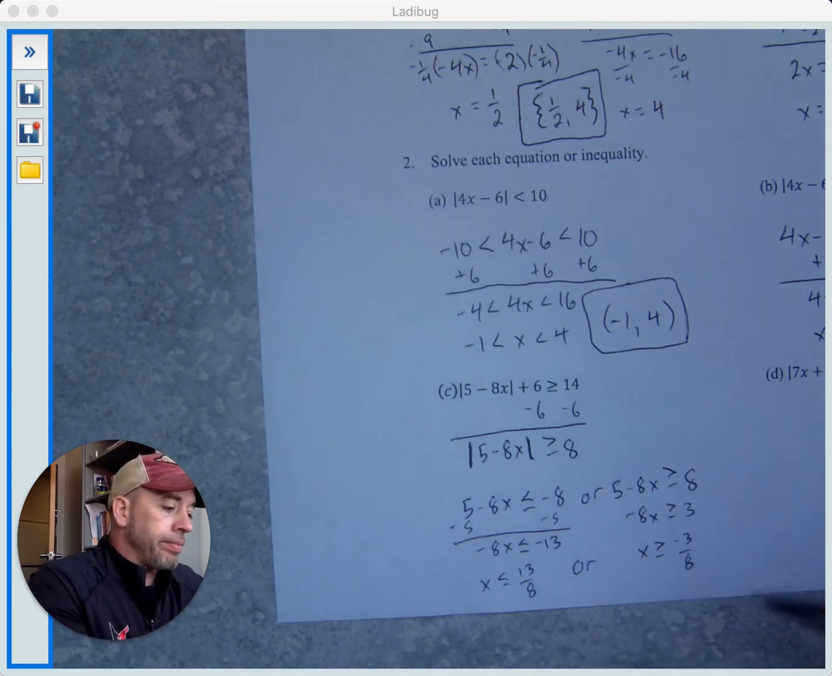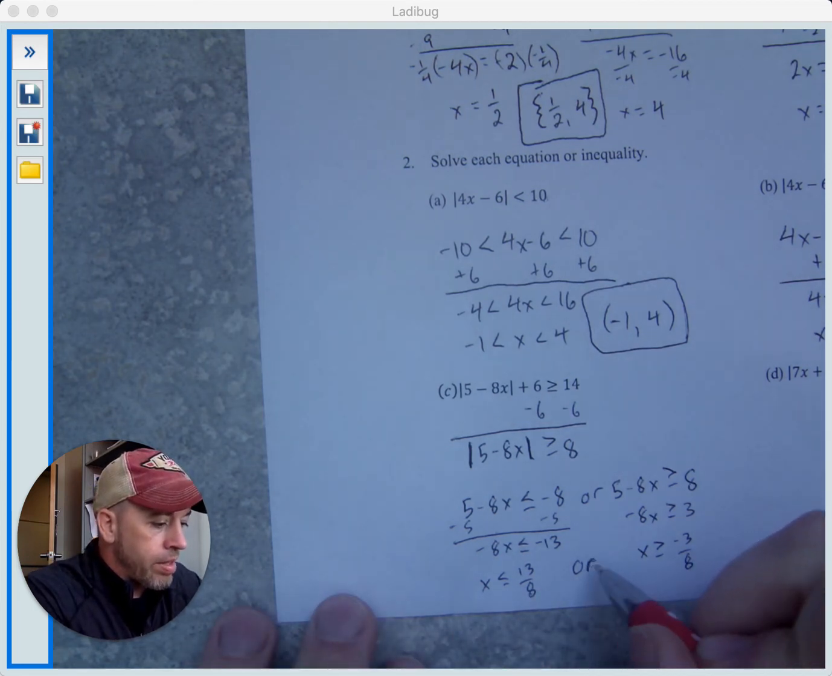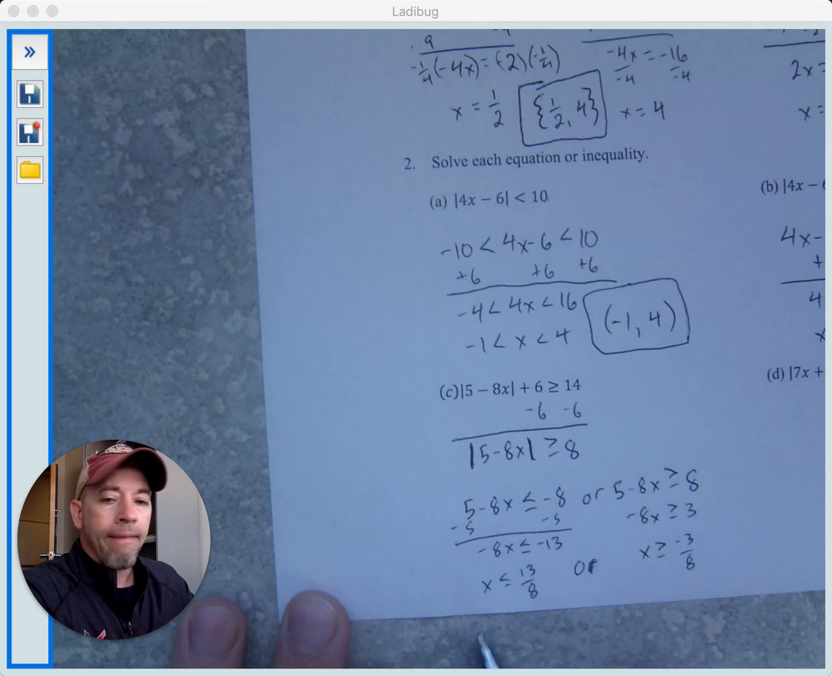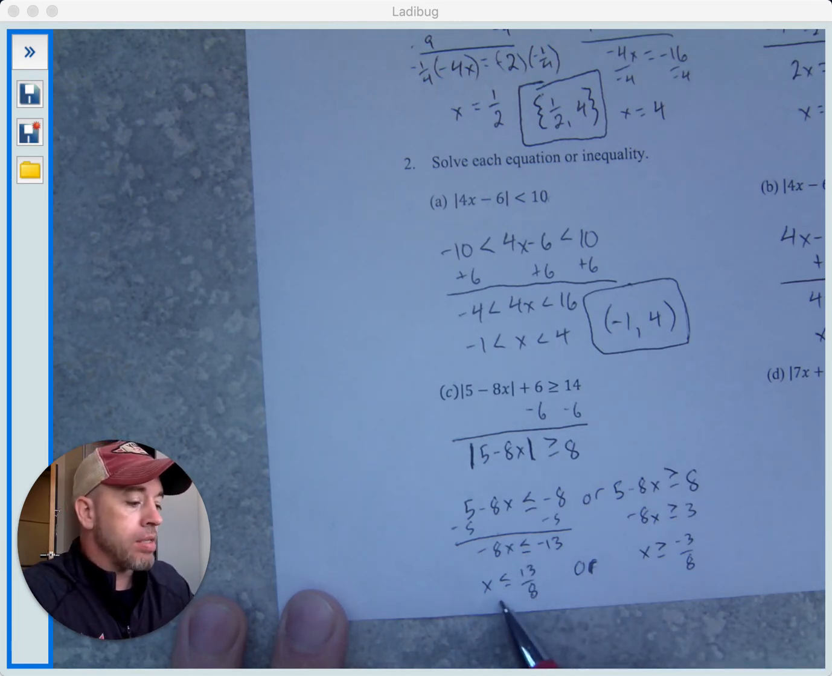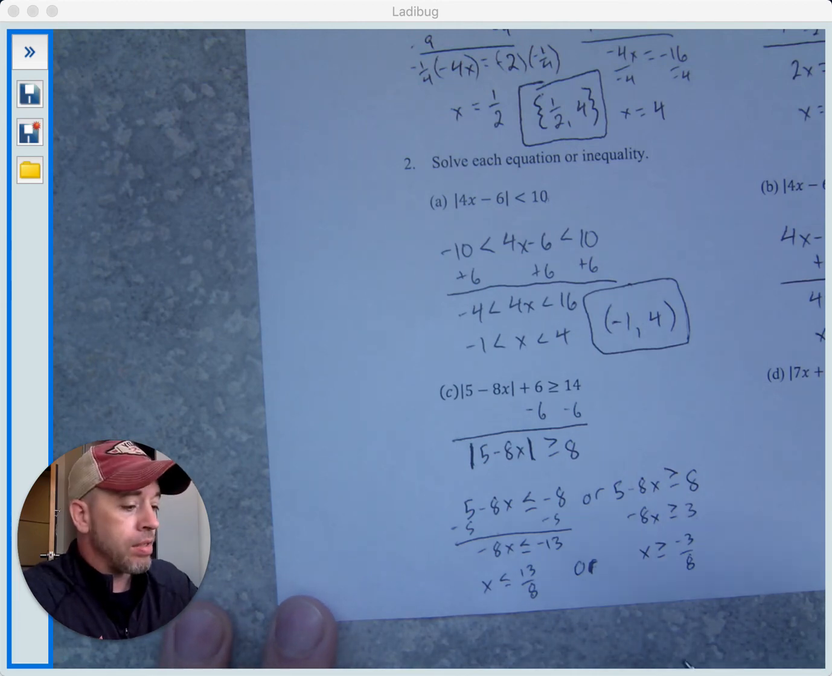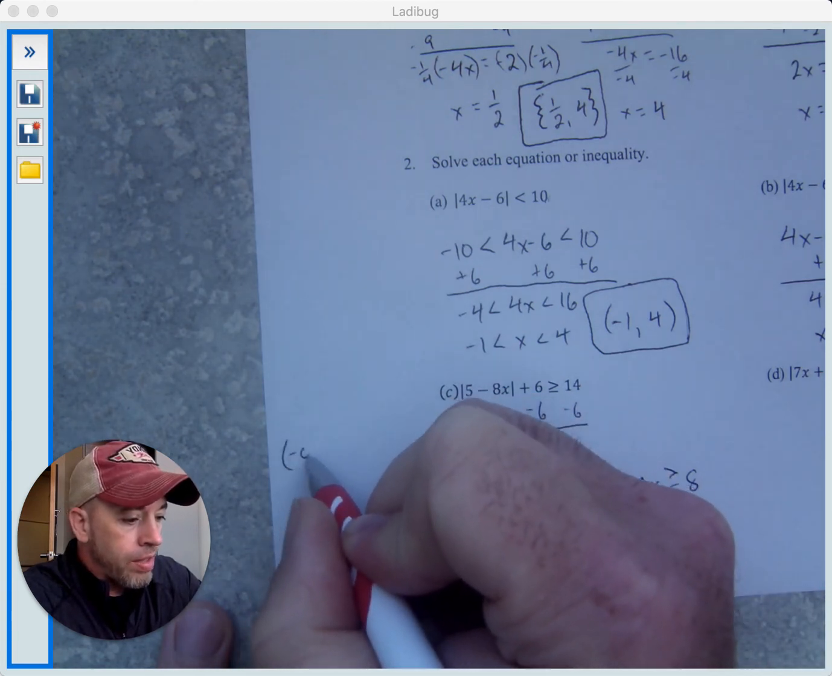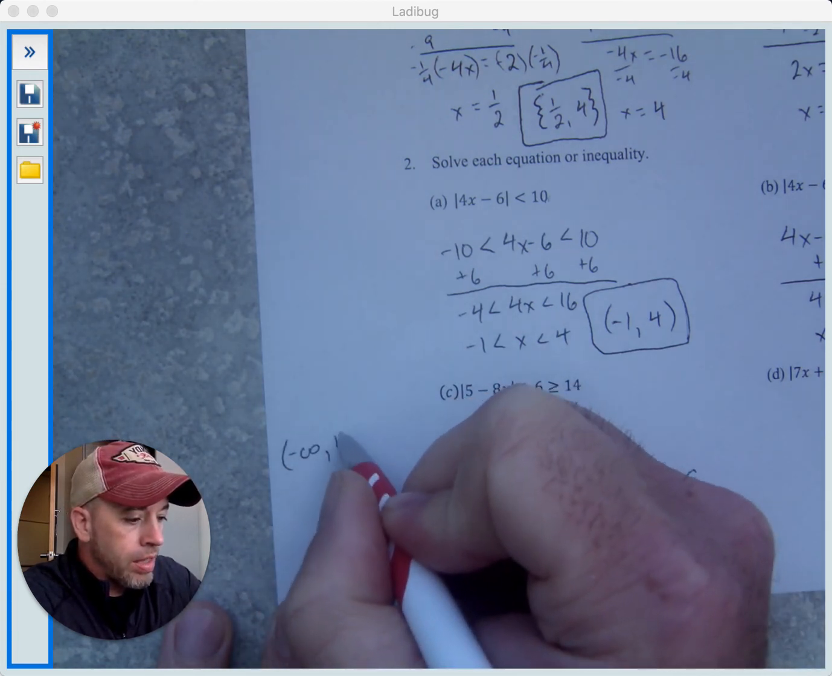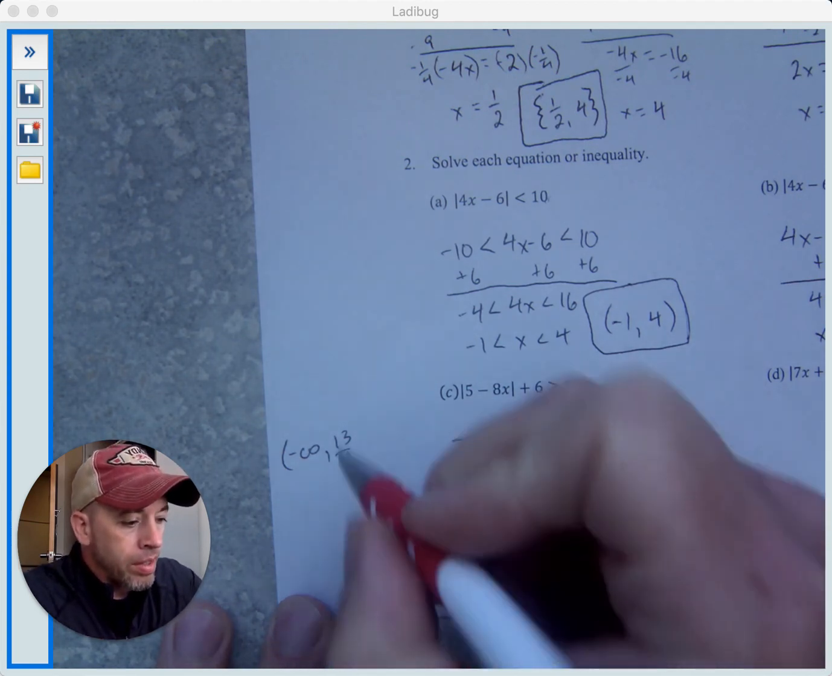Alright, so we have this or that. And so let's remember how to write this in interval notation. We're going to use our set symbols. x is less than or equal to 13/8. That's everything from negative infinity to 13/8. I'm going to do this over in the margin. So negative infinity to 13/8. And for 13/8, since there's an equal to bar, we're going to use a bracket here.